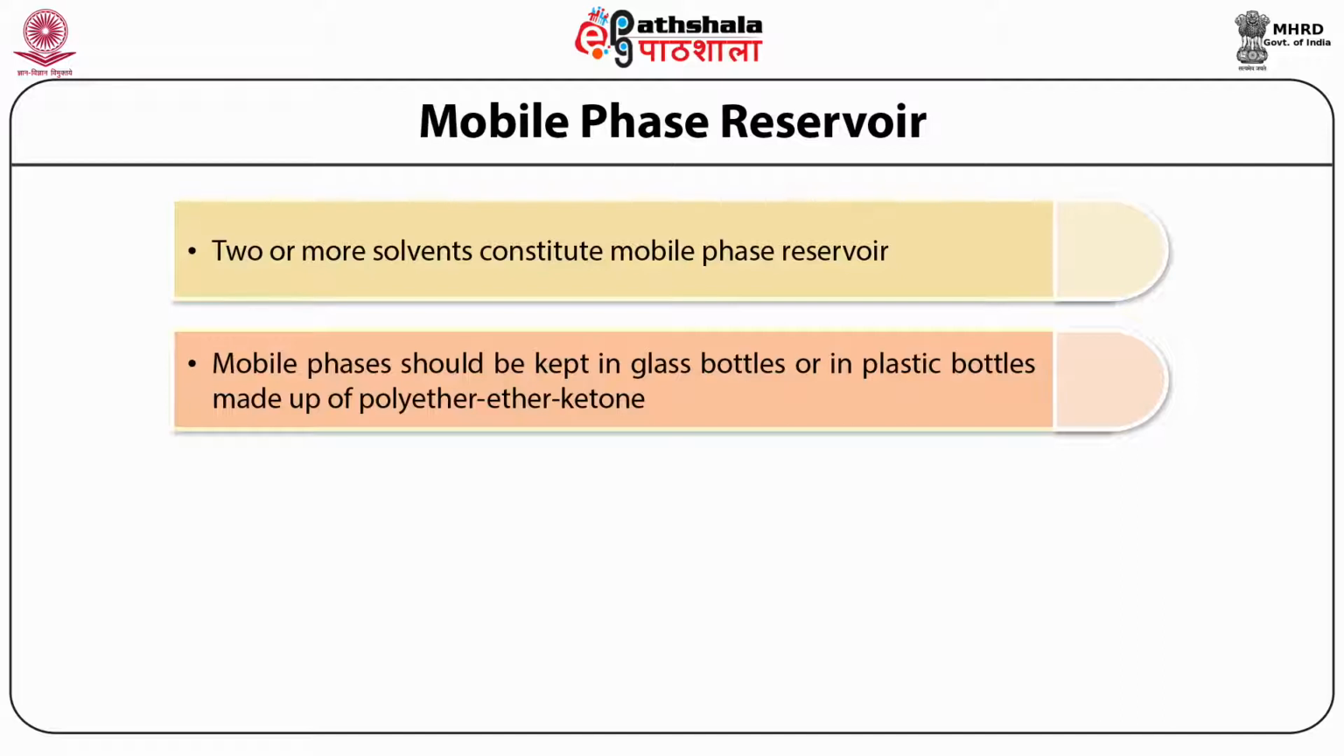Prior to using the mobile phase reservoir for ion exchange chromatography, degassing of solvents is very important. If it is not done, it may result in sharp spikes in the chromatogram. For this, the solvents are vacuum treated for approximately 5 minutes, followed by helium purging. Then these solvents are kept under a helium atmosphere.